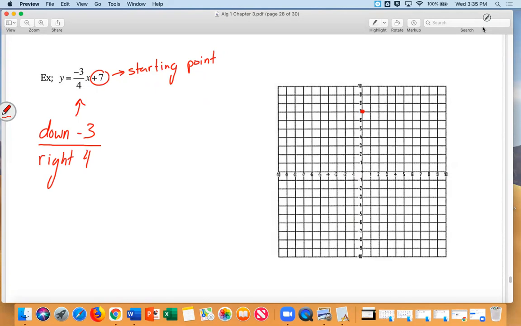So let's go down 3. 1, 2, 3. And to the right 4. 1, 2, 3, 4. And then I'm going to go ahead and connect those 2 points. And I'm done.